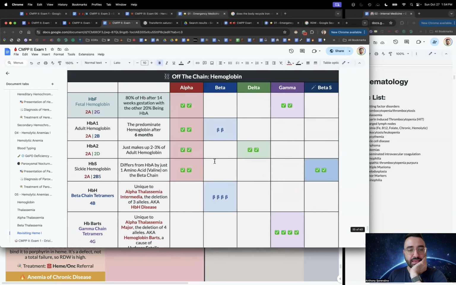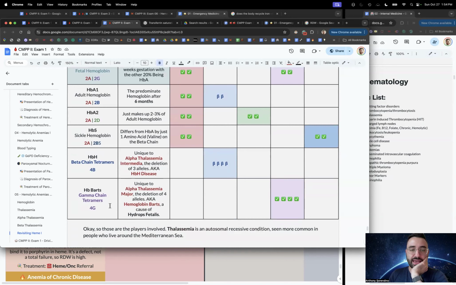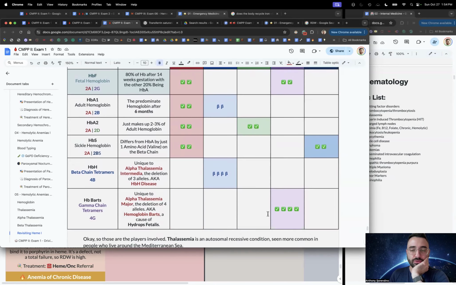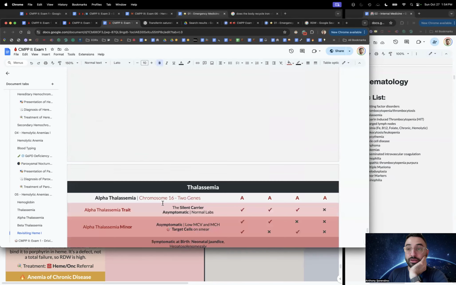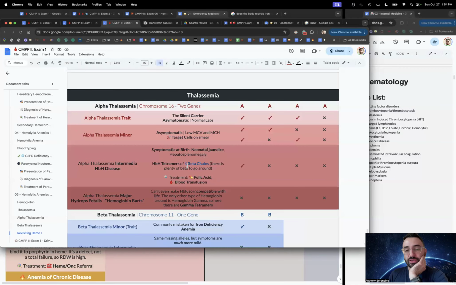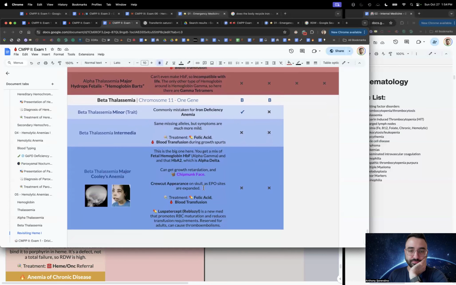The hemoglobin that your body creates are called gamma tetramers. These are unique to alpha thalassemia. They use gamma. So knowing that this is for beta and then this is gamma is important for alpha.